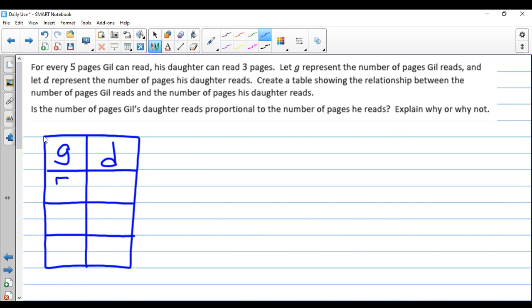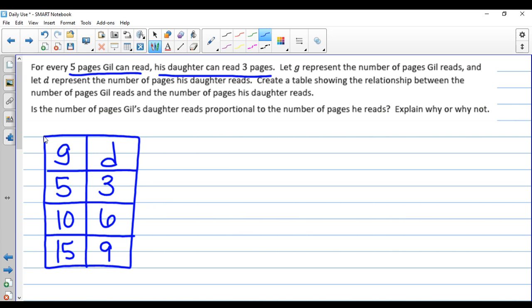So I'm going to start with the 5 and the 3 that were given to us in the problem. And then I'm going to double that information to do the next row. 5 times 2 is 10. 3 times 2 is 6. And I'm going to triple it. 5 times 3 is 15. 3 times 3 is 9. You can multiply by any number to find the other examples that you put in your table.